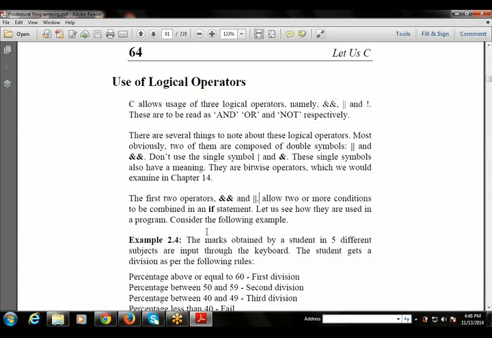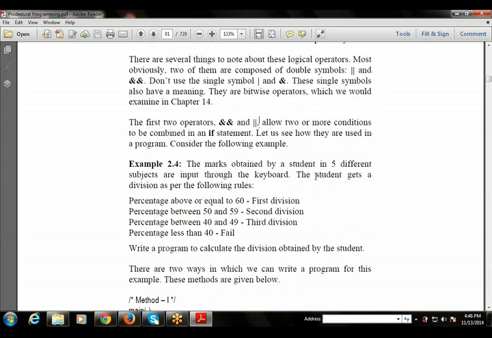Now let us see how the logical operators are used, that is AND, OR and NOT. This is example 2.4: marks obtained by a student in 5 subjects are input through the keyboard. That is, we input the marks of the 5 different subjects through the keyboard. The student gets the division as per the following rules.